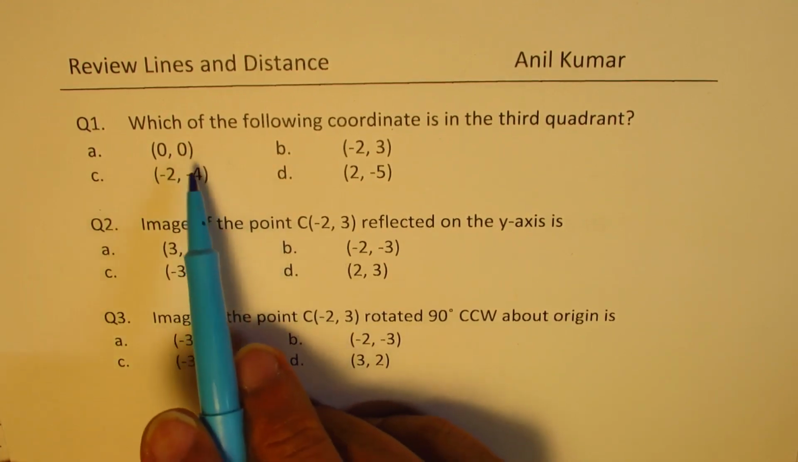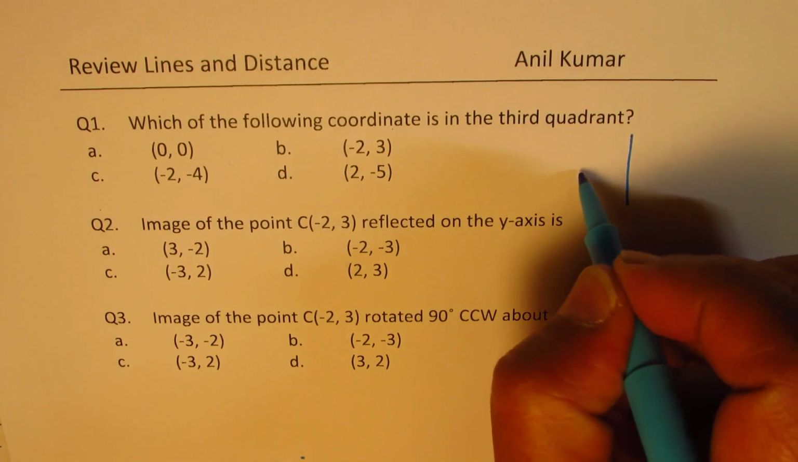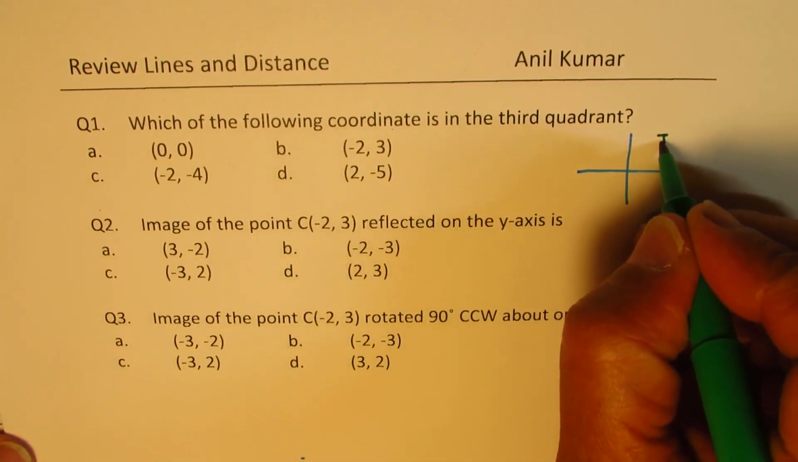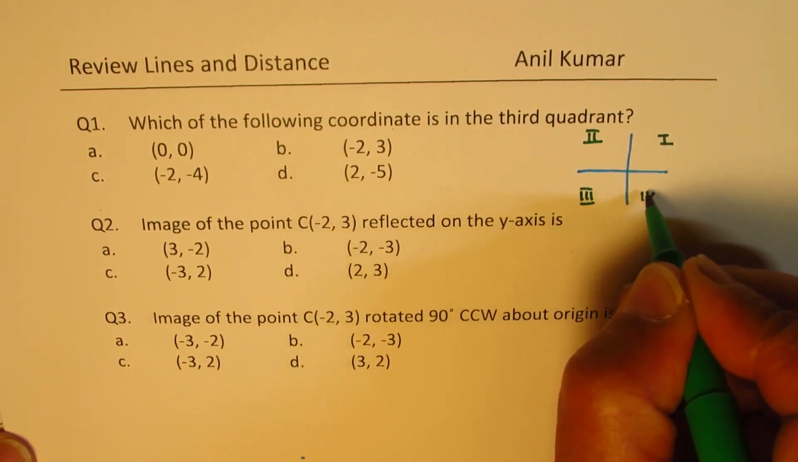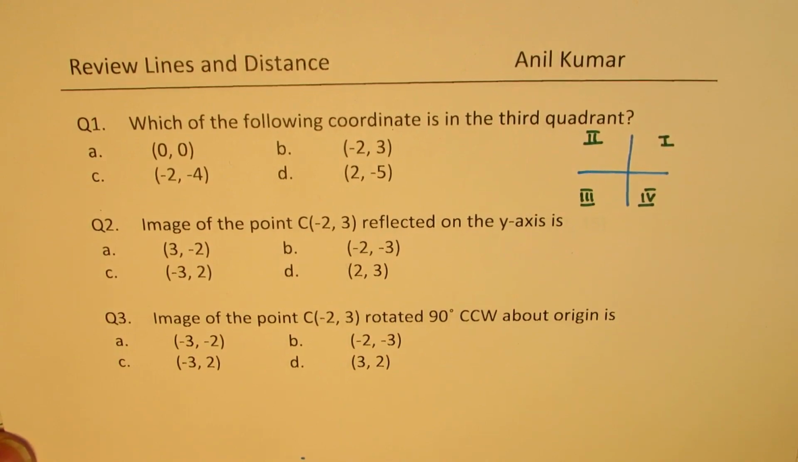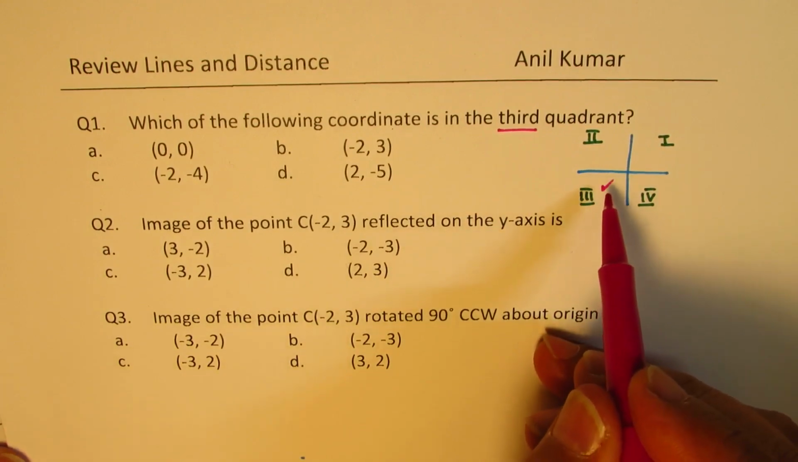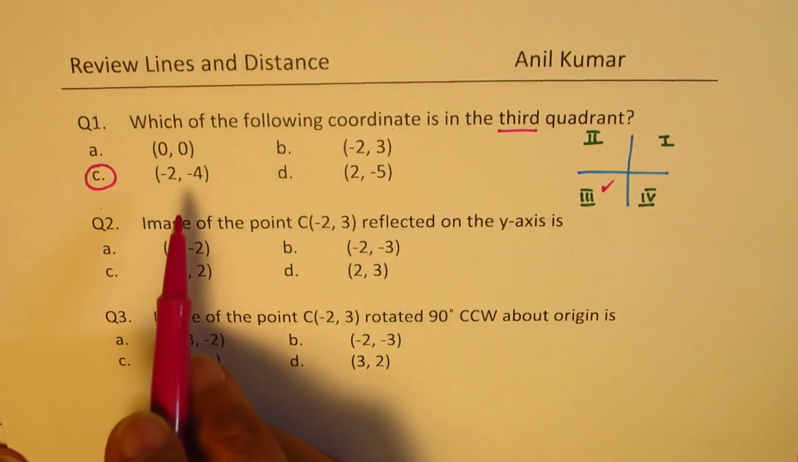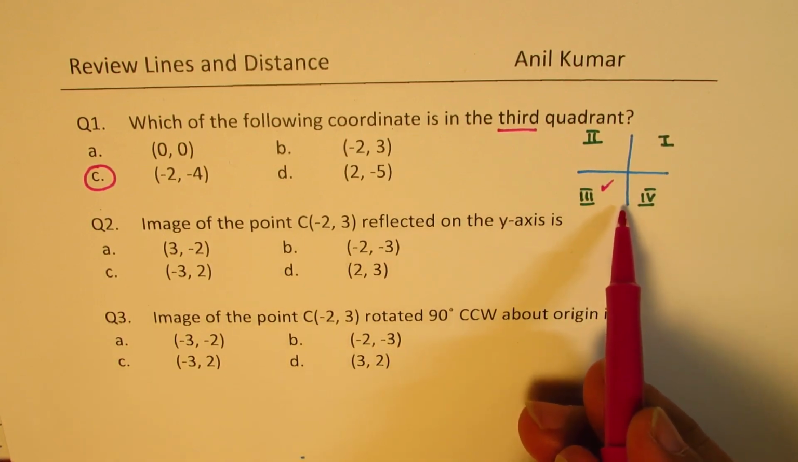Question number 1 is, which of the following coordinates is in the third quadrant? So third quadrant means what? In our plane, we write quadrants from this side. So this is our quadrant number 1, this is 2, this is quadrant 3, and that is quadrant 4. So when we are saying third quadrant, that means in this quadrant. Now in this quadrant, both x and y values are negative, and therefore C is the right option, right? So here any point will have negative x value and negative y value.